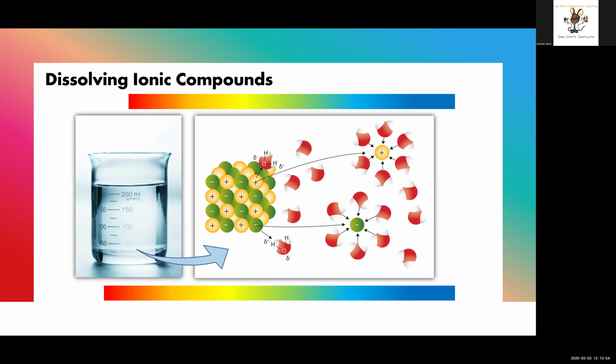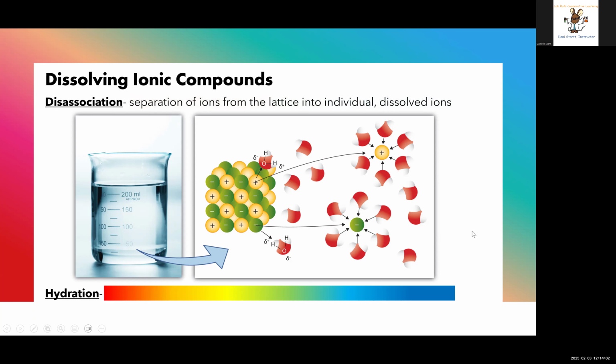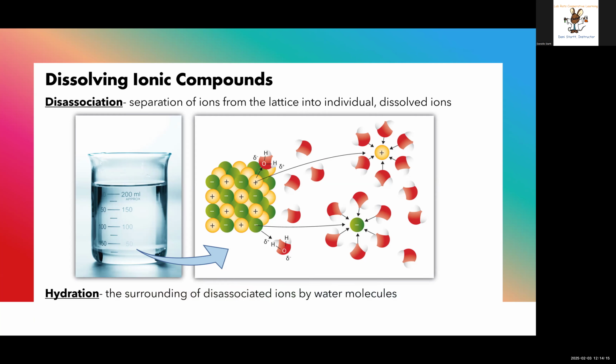So when you dissolve ionic compounds, they are going to dissociate, which means they separate from their lattice into their individual dissolved ions, which we understand. If you put sodium chloride into water, you get sodium and chloride ions. And we call that process hydration. It's the surrounding of those dissociated ions by the water molecules.